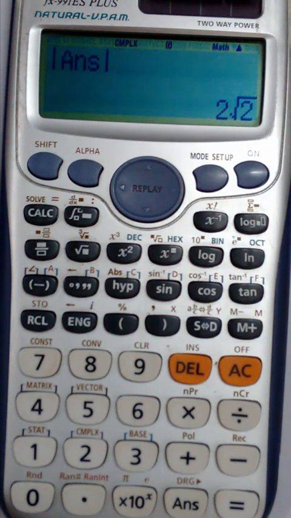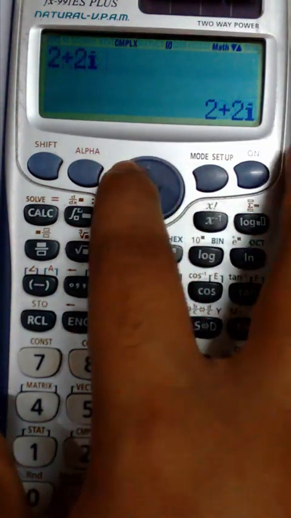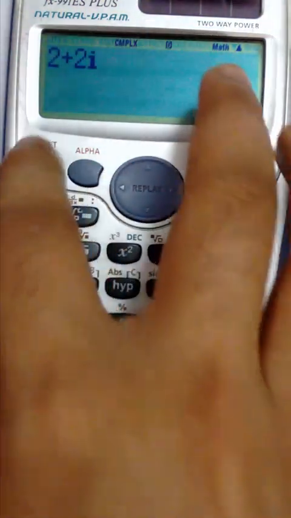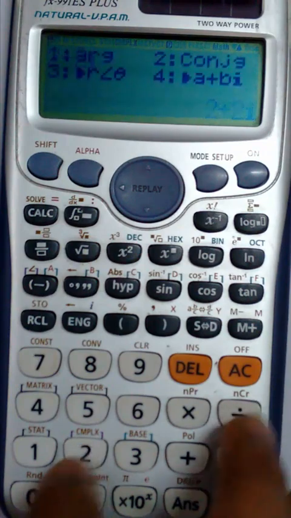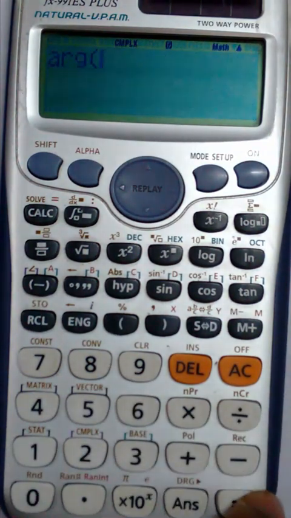And the argument of the result 2 plus 2i is calculated by shift 2 complex, and 45 is the argument of the complex number. In this way you can deal with complex numbers.